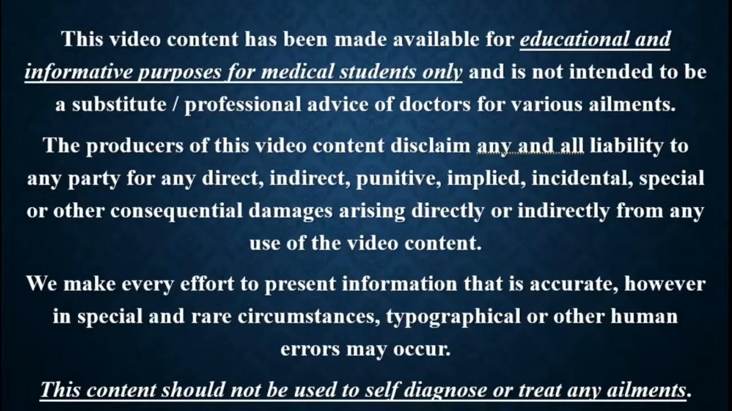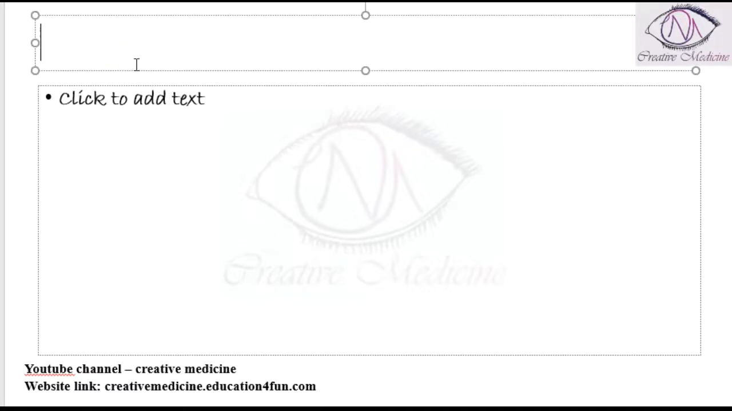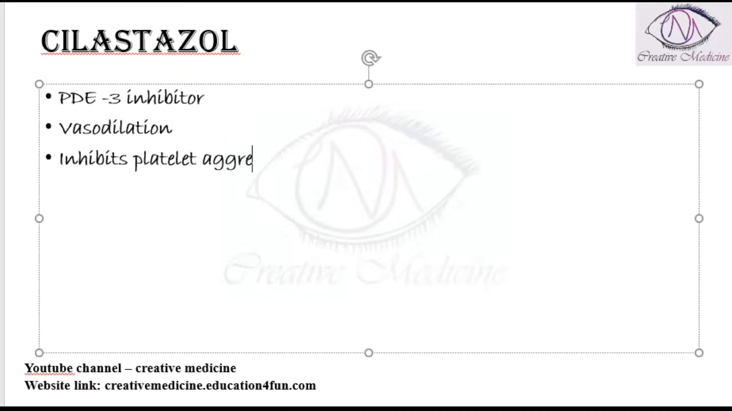In this lecture, we will learn about the next drug, cilostazol. Cilostazol is a phosphodiesterase 3 inhibitor. Thus, it causes vasodilatation and also inhibits platelet aggregation. It causes vasodilatation by increasing nitric oxide, and it also inhibits platelet aggregation.